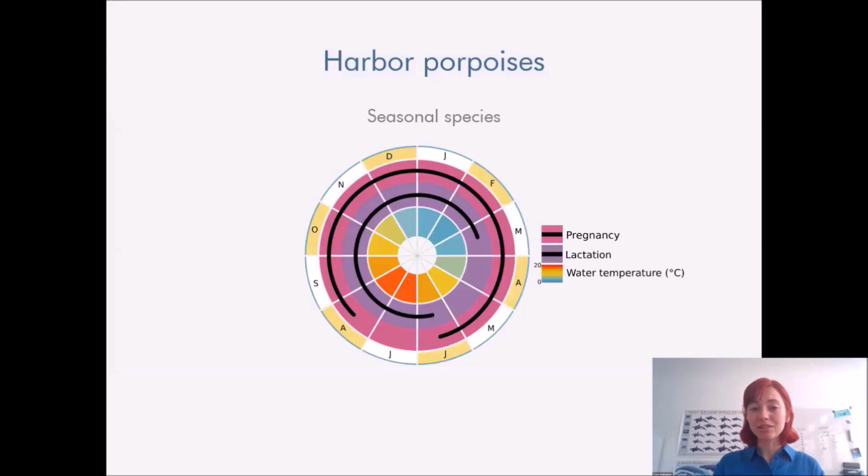They're also a very seasonal species. So in the areas that I was working for my PhD, the water temperature can fluctuate a ton throughout the year, anywhere from 0 degrees in the winter up to 20 degrees in the summer. And porpoises also exhibit reproductive synchrony, where females get pregnant and give birth around the same times of the year. And so the different energetic constraints throughout the year can change a lot.